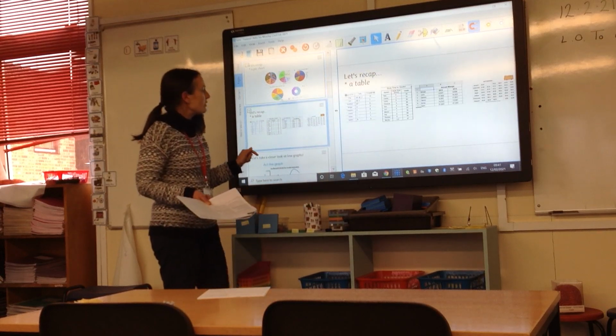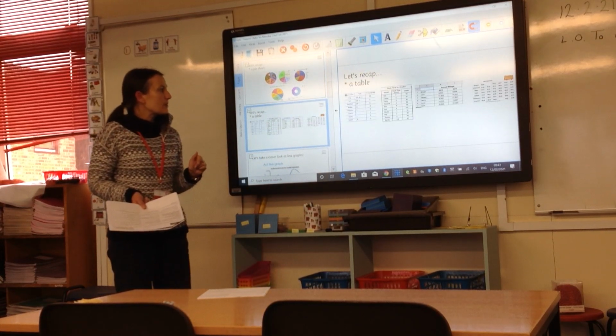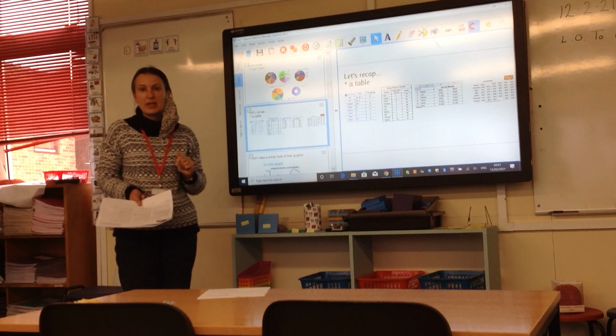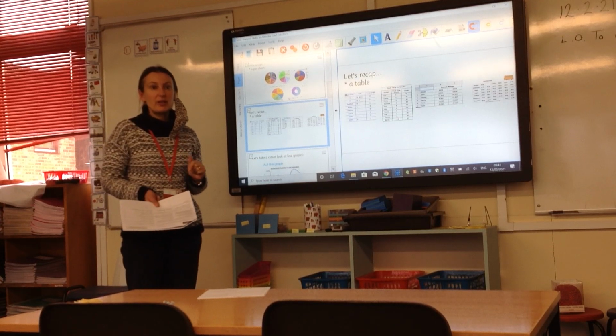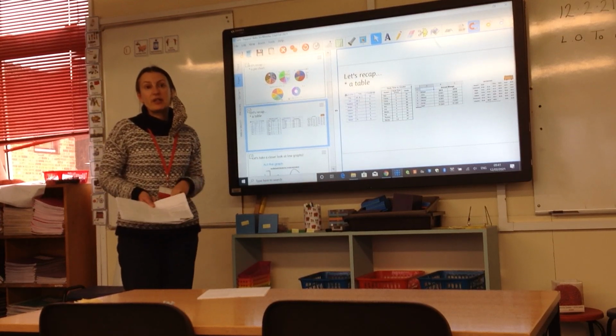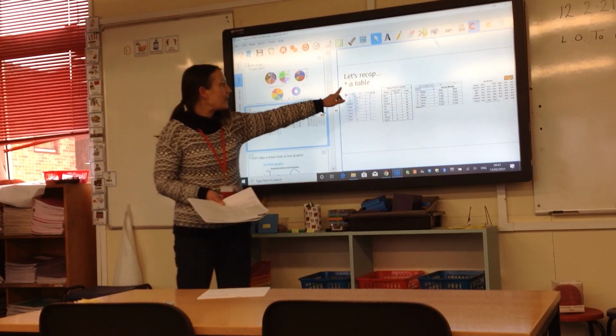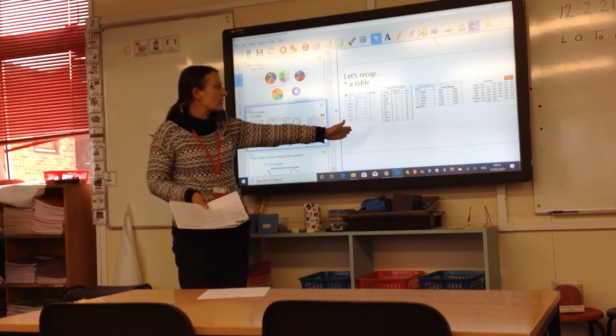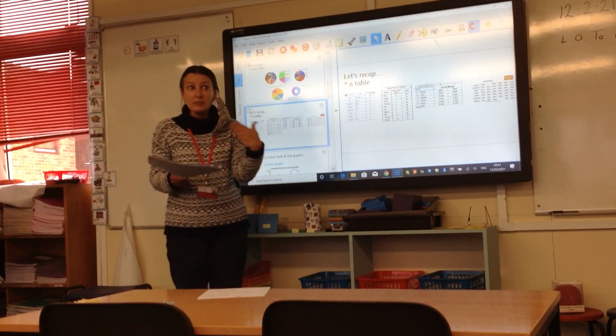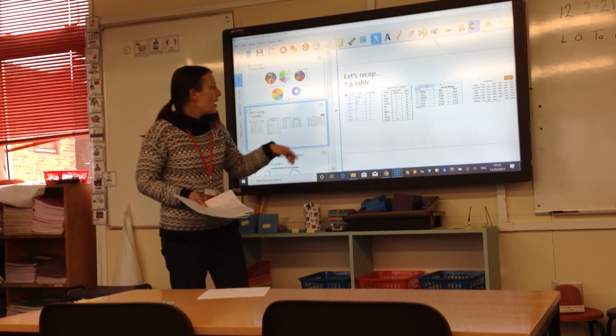Okay, and last of all we've got our tables. And here you've got different types of tables. Some of you are nodding, you might recognise some, especially when you're looking at data, for example, when you're looking at science information you're collecting. So we've got our tally charts here, and of course then we've got our frequency, meaning how often something happens.